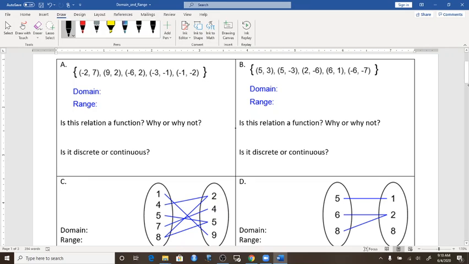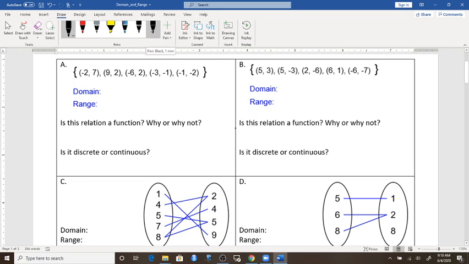So I remind you that the domain represents the possible values for the x variable, and the range represents the possible values for the y variable. In other words, you can also say the domain is the possible values for the input, and the range is the possible values for the output.